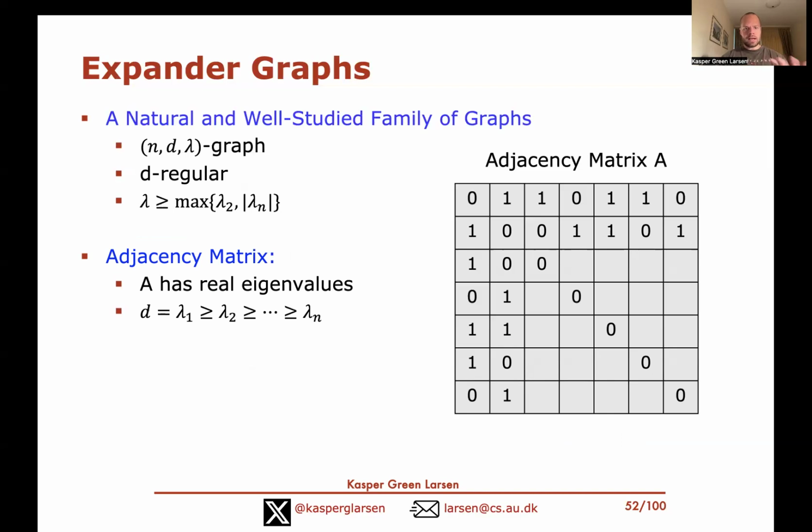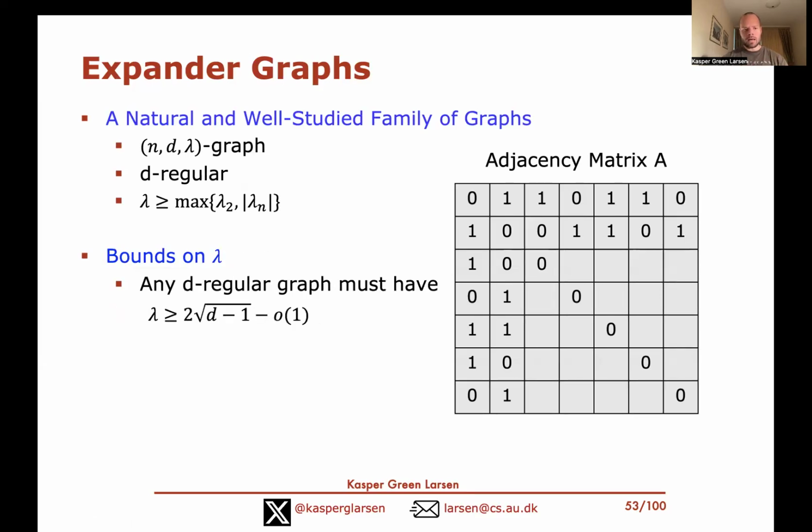Now I can define what an (n, d, lambda) graph is. A graph is an (n, d, lambda) graph with n vertices, d-regular, all degrees d, if the larger of the second largest eigenvalue and the absolute value of the smallest eigenvalue, the one that could be most negative, is bounded by lambda. Basically, the first eigenvalue we know is d. I have an (n, d, lambda) graph if all the other ones in absolute value are at most lambda. Then the graph is an (n, d, lambda) graph.